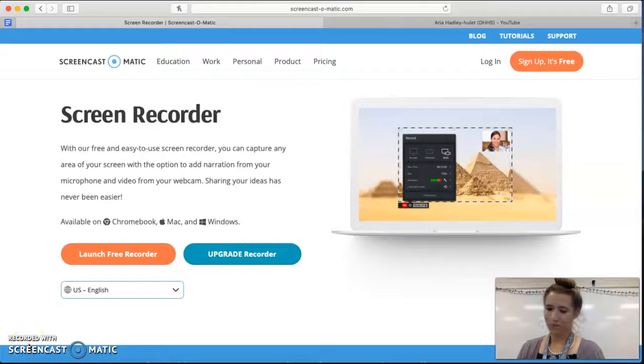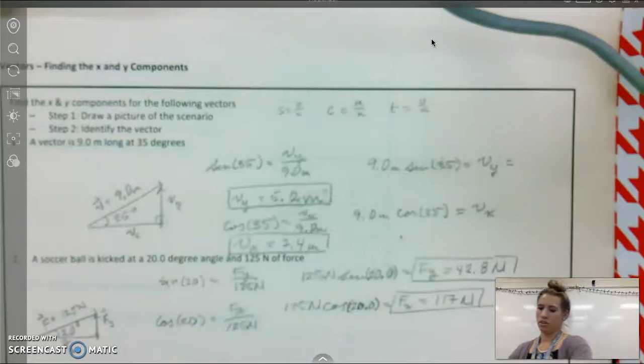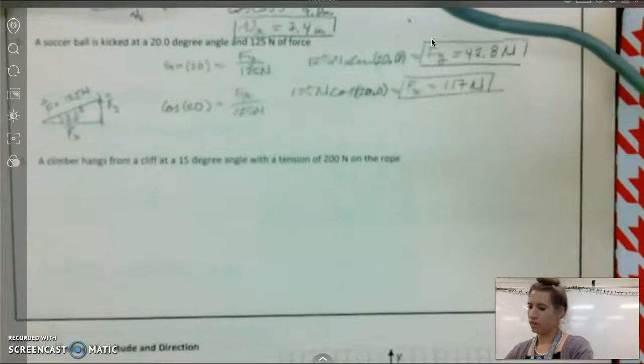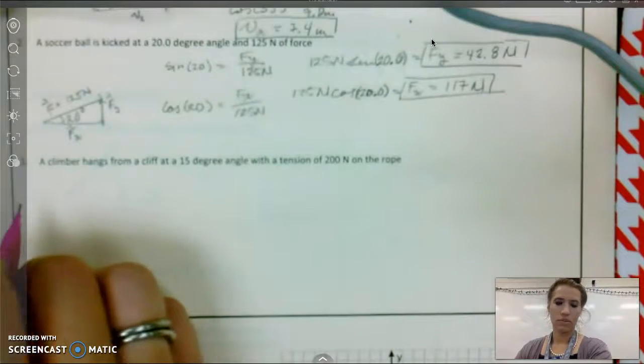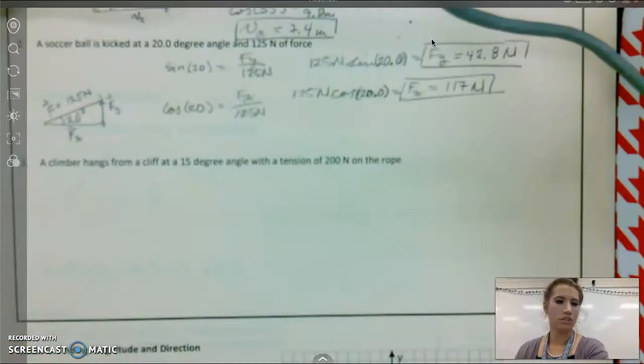Okay, guys, let's jump right into it. So, let's look at an example where our angle doesn't match up to our traditional trig functions. A climber hangs from a cliff at a 15-degree angle with a tension of 200 newtons on the rope. Let's draw the picture.